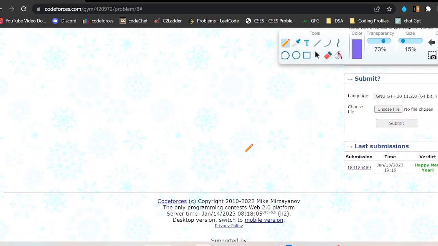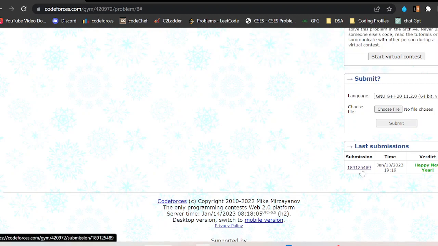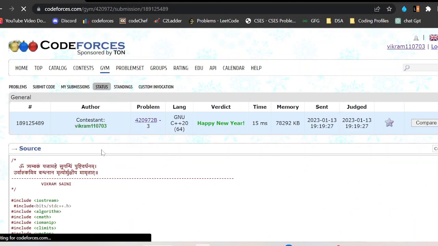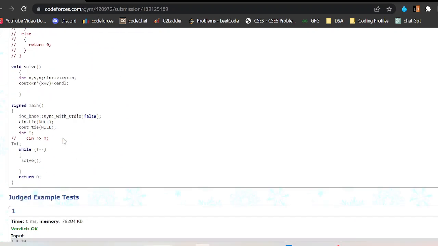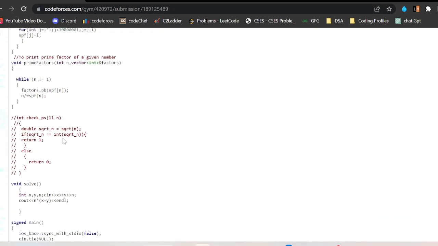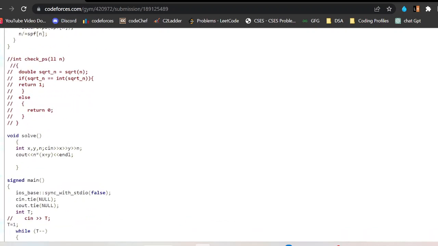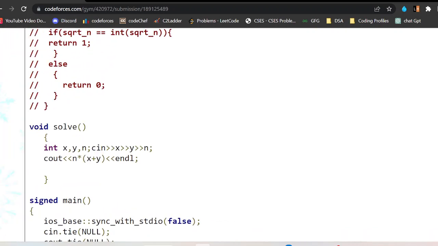So let's take the code. First I take input x, y and n, and I simply print n star (x plus y). So this is a very basic problem. So this is the code for this problem.